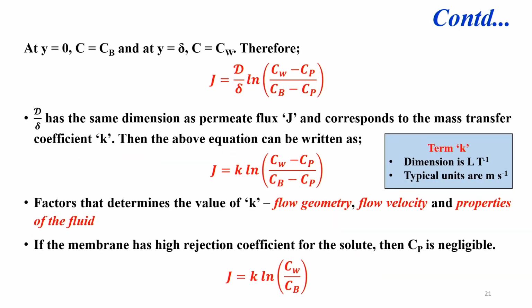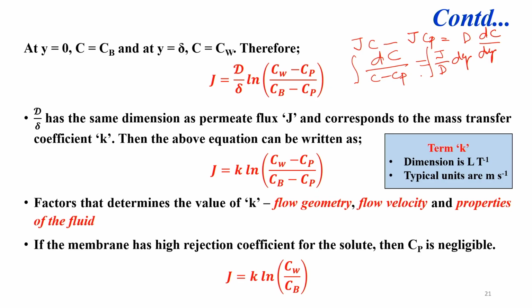Now, one can quickly rearrange it. So, it says J C minus J Cp equals D into dC upon dy. So, this will become dC upon C minus Cp equals J upon D into dy. So, one can integrate this. So, what will we get?